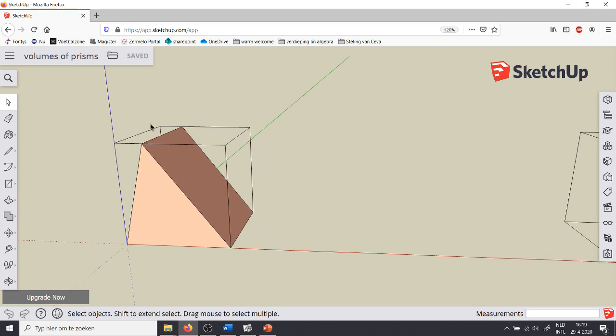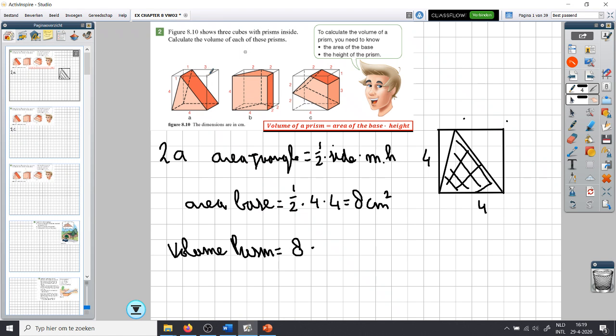It's going to be the same line that's on the edges right here. So it is those lines here, and here you can see it also. Because it's a cube, those lines are also 4 centimeters. So the volume of this prism is the area of the base, which is 8, times 4, that's the height, equals 32 cubic centimeters. Don't forget your units.